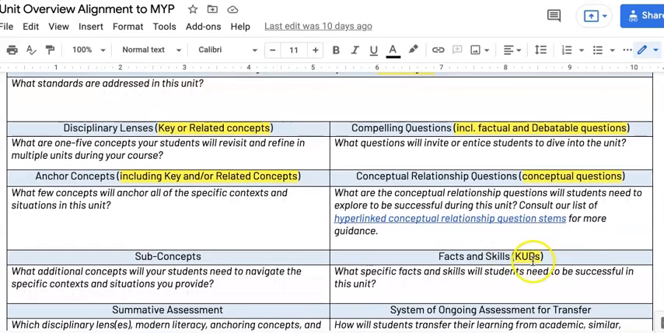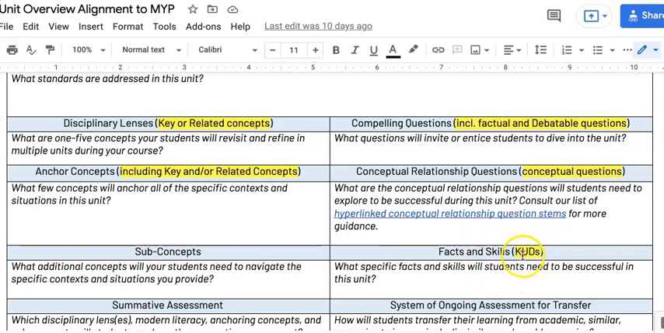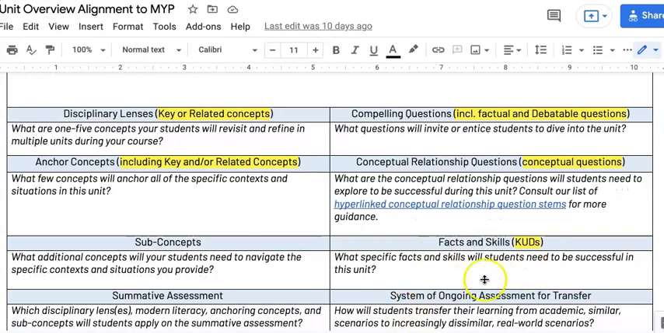And then sometimes the IB asks you to write out your KUDs, your knowledge, understandings, and your do's or skills, which can go here in the facts and skills section.